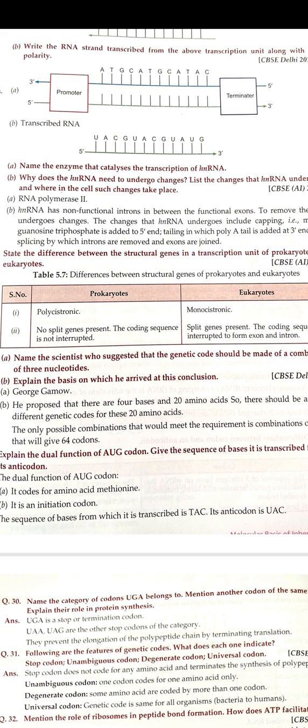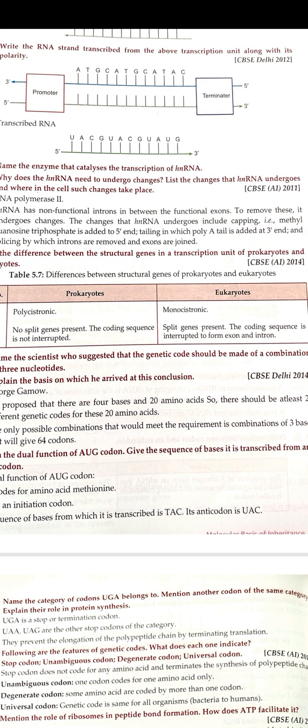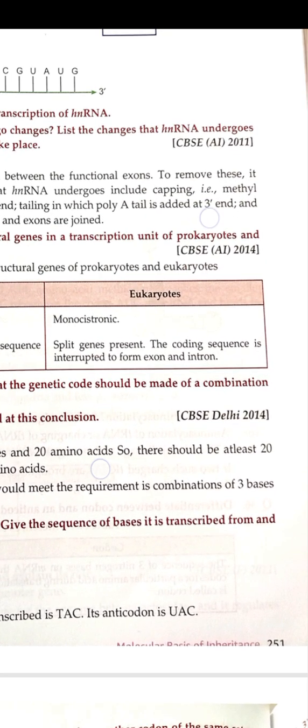The first difference: prokaryotic is polycistronic and eukaryotic is monocistronic. Second difference: in prokaryotes, no split genes are present, the coding sequence is not interrupted. And in eukaryotes, split genes are present, the coding sequence is interrupted to form exon and intron.